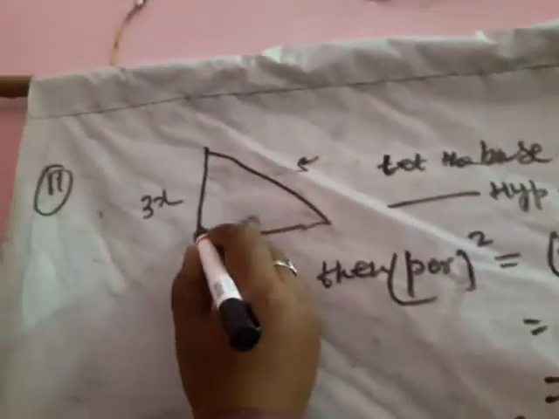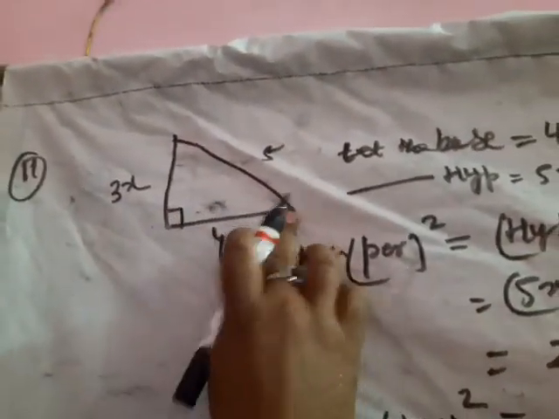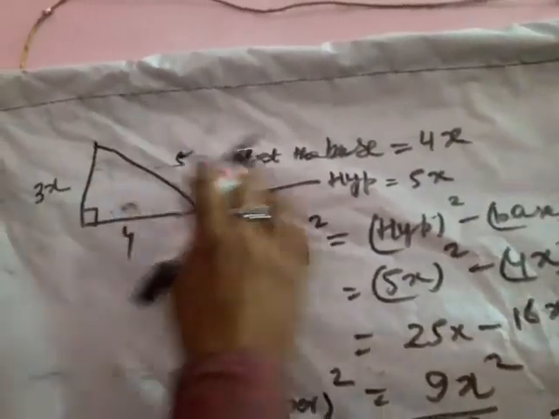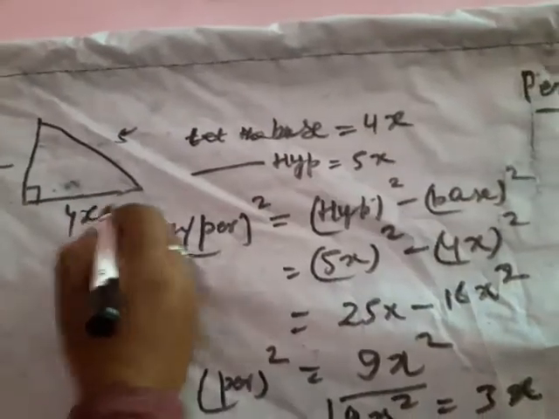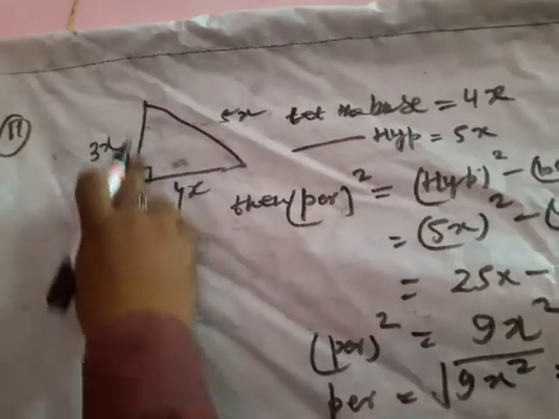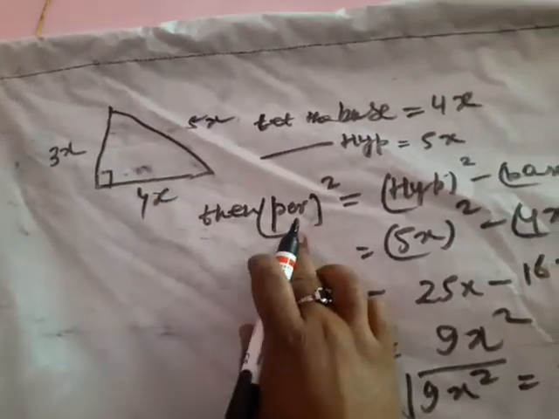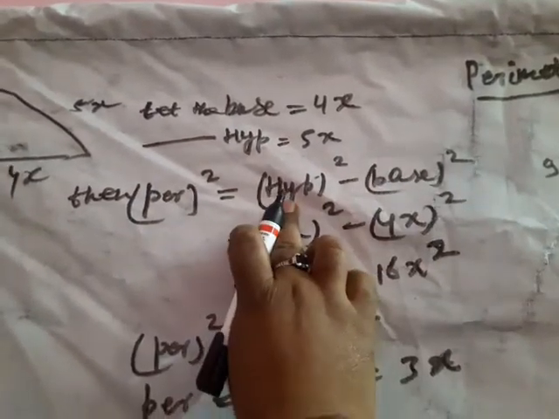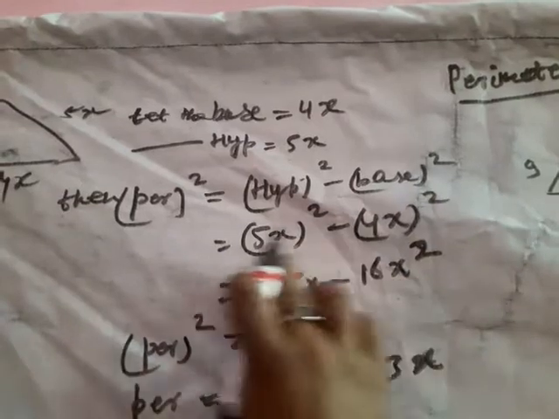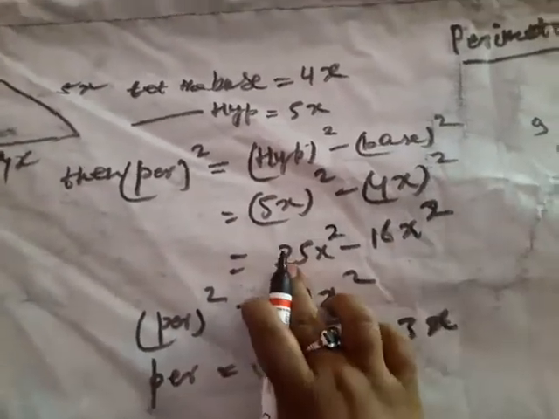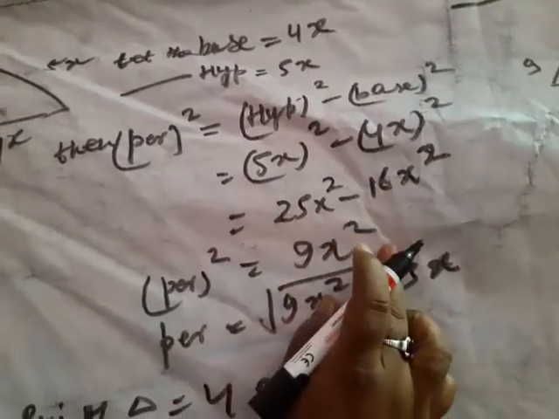Now come to this, this is your right angle triangle. This is your base 4 and this is your hypotenuse 5. Their ratio is given 4:5. So let the base be equal to 4x and hypotenuse be equal to 5x. So first of all I find this perpendicular with the help of this formula: perpendicular square is equal to hypotenuse square minus base square. In place of hypotenuse, 5x minus 4x, 5x square is 25x square minus 16x square. After subtracting you get 9x square.